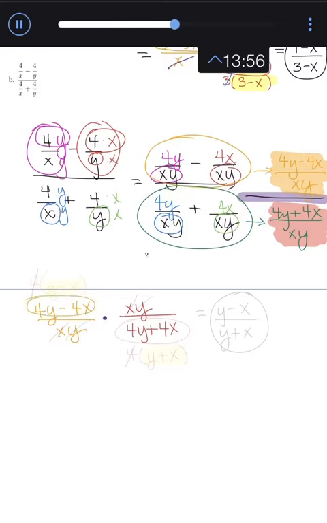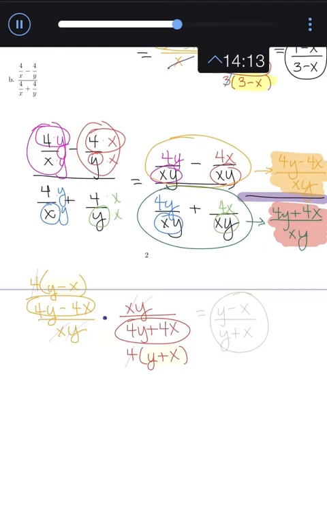The top of the first fraction does factor. You can factor out a 4, which will leave you with y minus x. The bottom of the second fraction factors the same way. You can pull out a 4, which will leave you with y plus x.